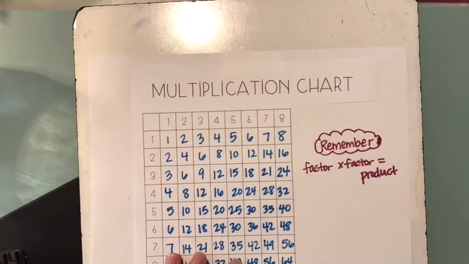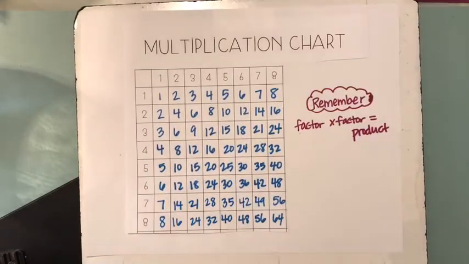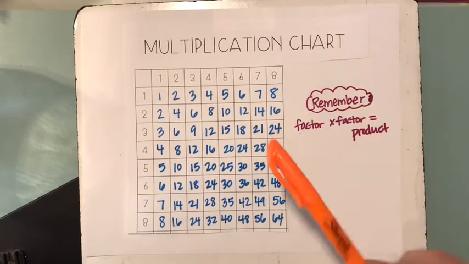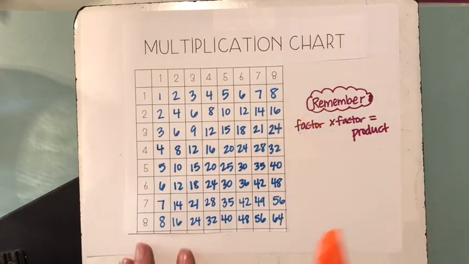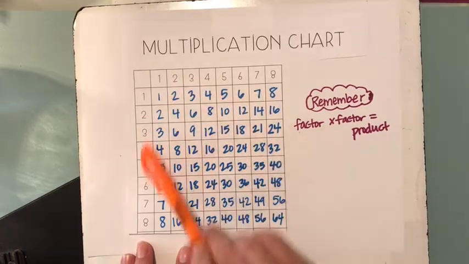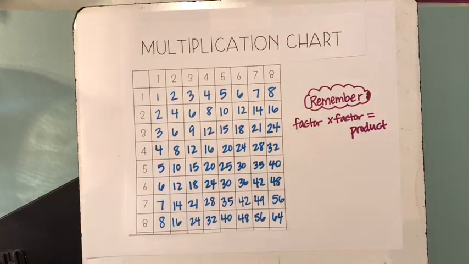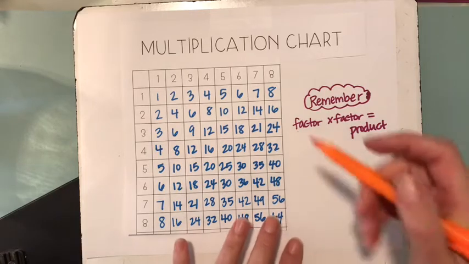Okay, so let's go back to our multiplication chart. What we're going to do first is find all the even numbers, and I am going to color those in with orange today. So all of my even numbers. And then you're going to see a pattern, which is really, really cool.